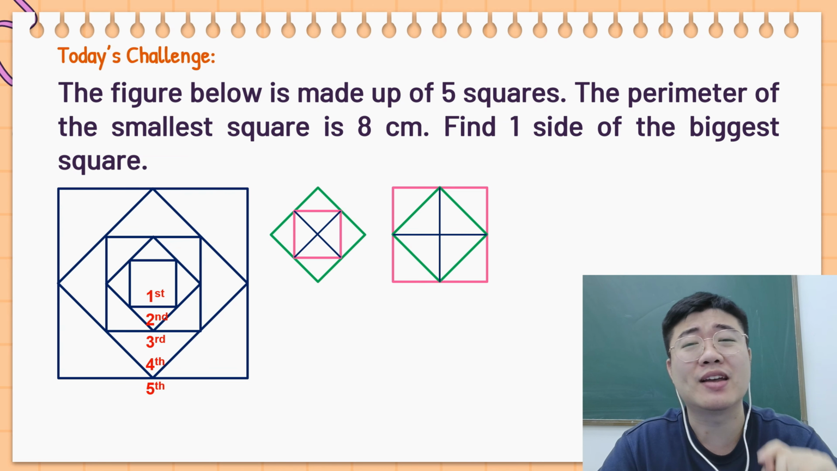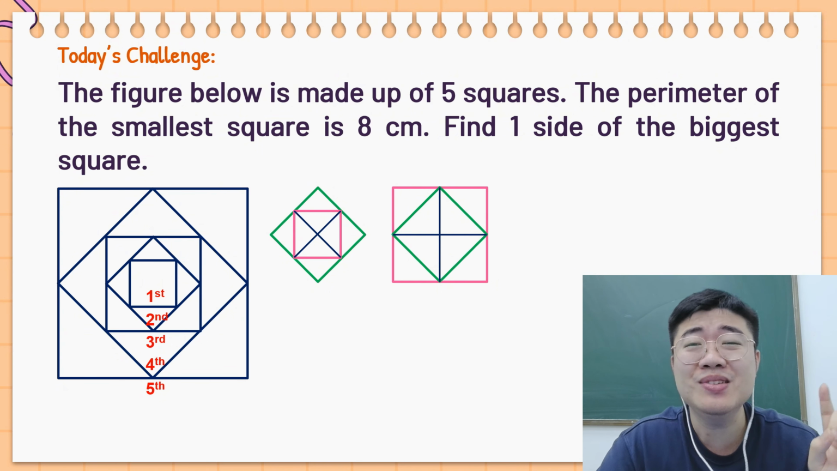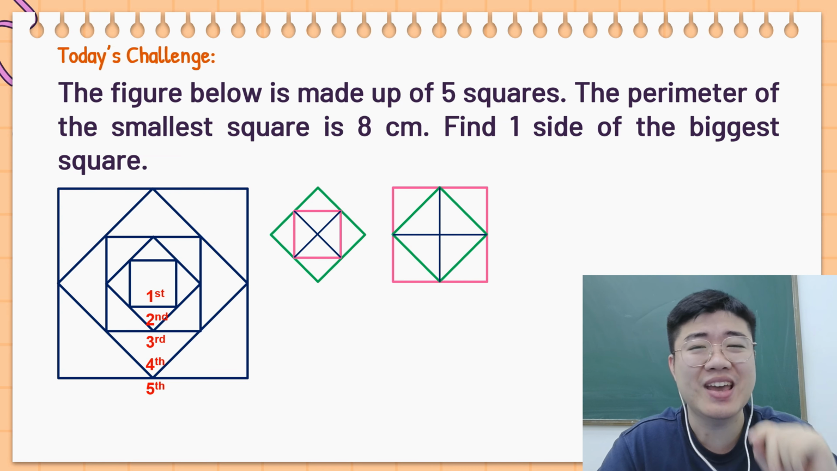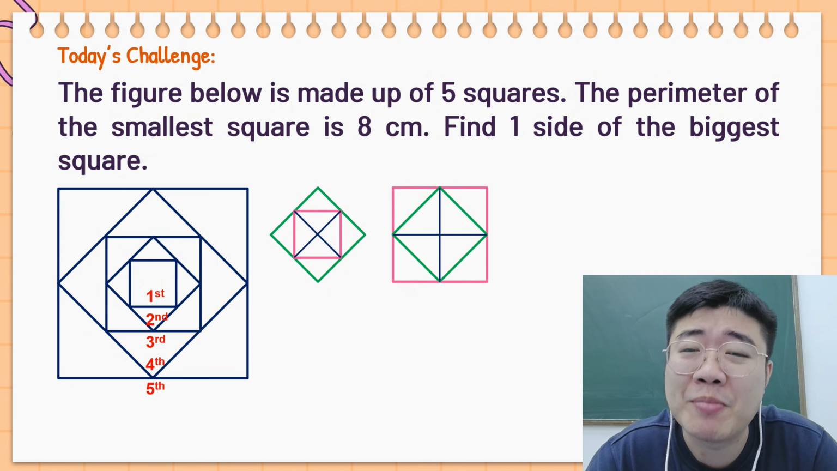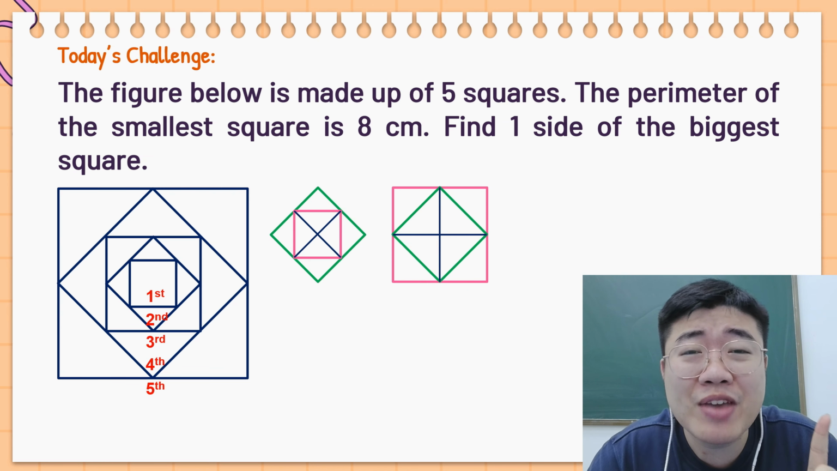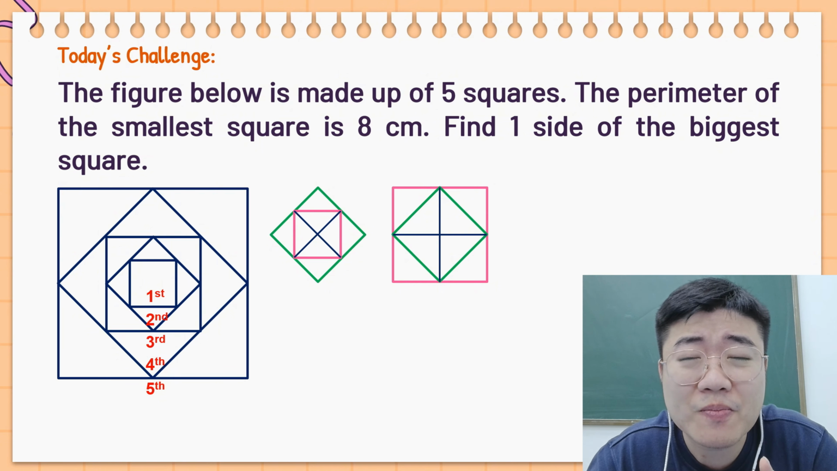Now, after we connect the diagonal, the second square contains how many small triangles? Good. This contains 4. The third square contains how many triangles? Very good. This is 8. So 8 and 4. This is 2 times the number again. So we can notice the pattern here. Every time we have a new square, this is 2 times the previous square.